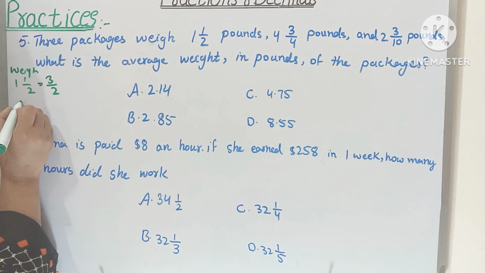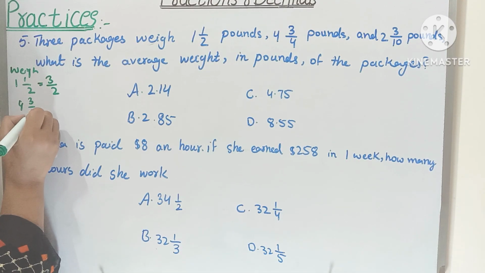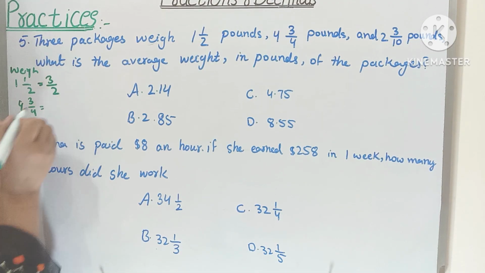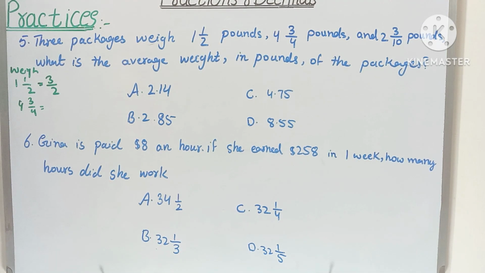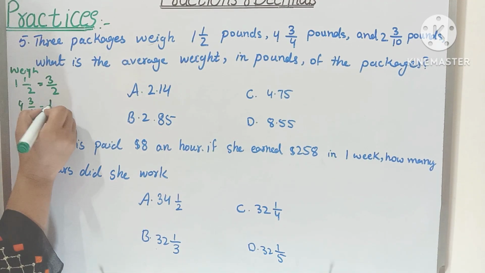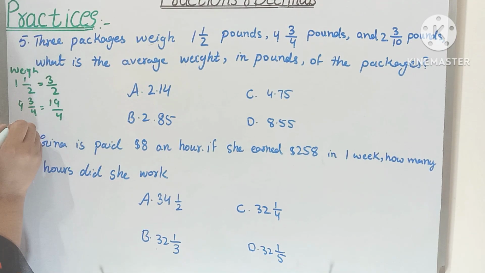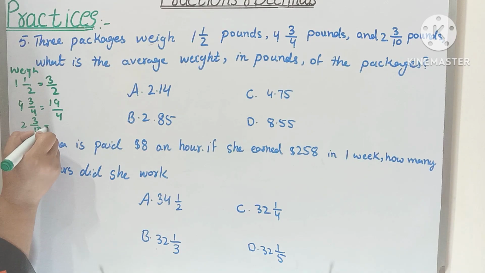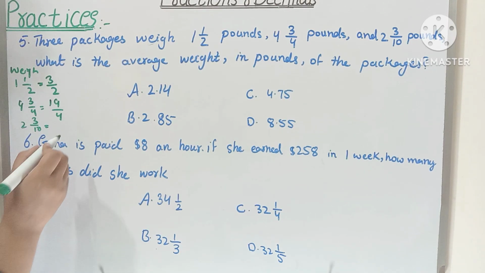Next, 4 3/4: 4 times 4 is 16 plus 3, 19/4. Next, 2 3/10: 23/10.